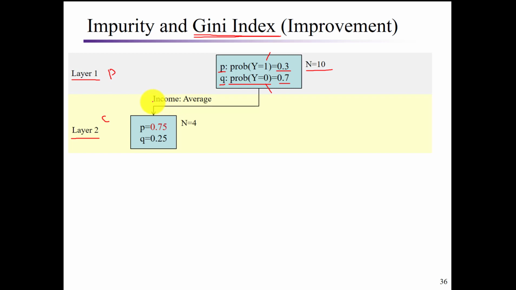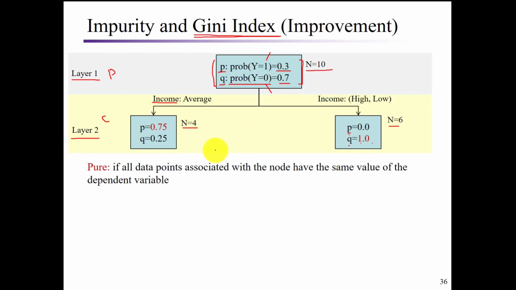And using the other variable, income, we can split the whole data. Now there are 4 people in this segment, and in this case, P is 0.75 and Q is 0.25, as there are more people who purchased Greek yogurt. On the other side, there are 6 people, and here P is 0 and Q is 1. That means none of them purchased Greek yogurt.